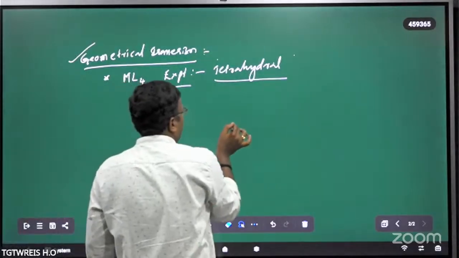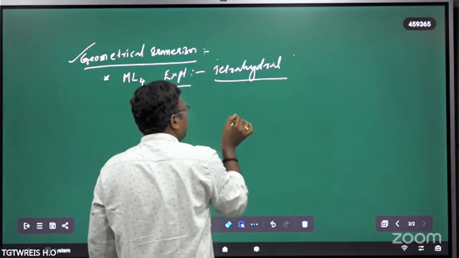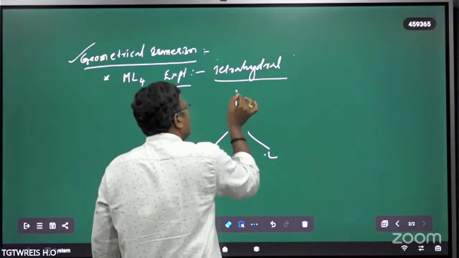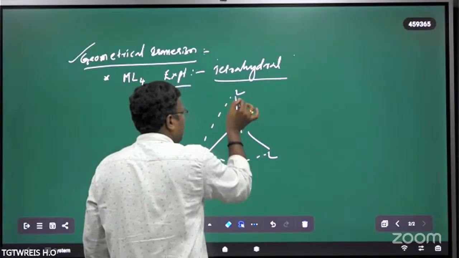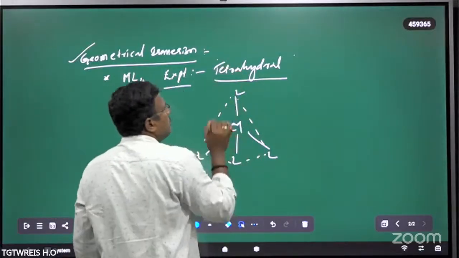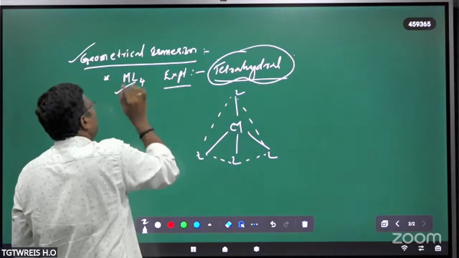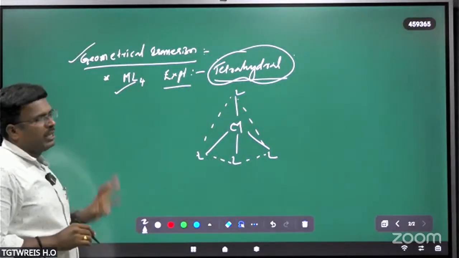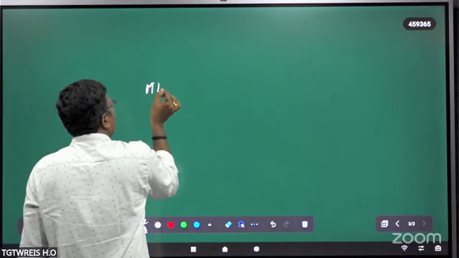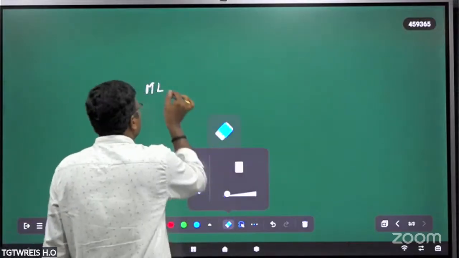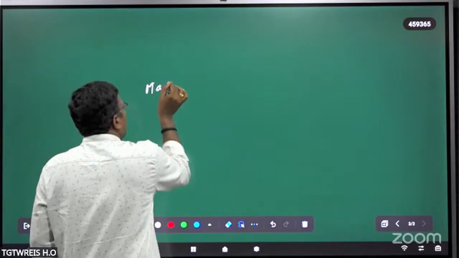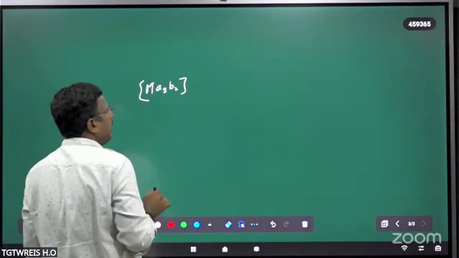For example, in case of tetrahedral, you know tetrahedral, this is a metal with ligands. This type of compound does not show geometrical isomerism. Very important. Except tetrahedral compounds, all these MCl4 type of compounds show geometrical isomerism. For example, take any one ligand, this is the metal M, L, with A2 and B2 type of compounds.